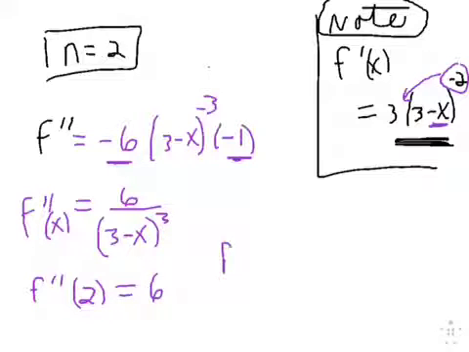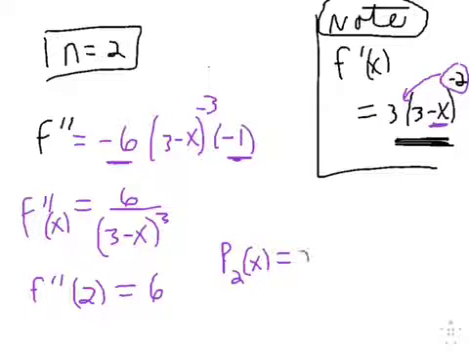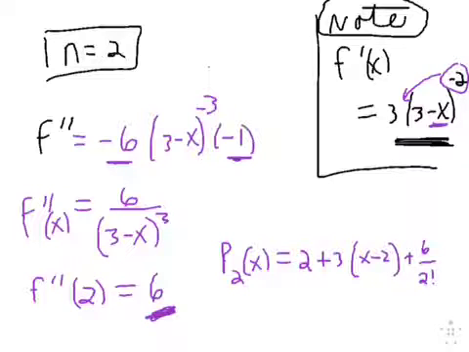Okay, so then we can write p sub 2 of x, the second order polynomial. I just want to reiterate that we have to feed off of what we did with p sub 1. So here's p sub 1 of x, 2 plus 3 times the quantity x minus 2, and just build off of that. So then p sub 2 of x is going to be 2 plus 3 times the quantity x minus 2, and then I like to use that factorial notation. So plus 6 over 2 factorial, and then x minus 2 whole thing squared. I'm kind of running out of room there. But clearly 6 over 2 factorial is going to clean up. It's going to be 3.